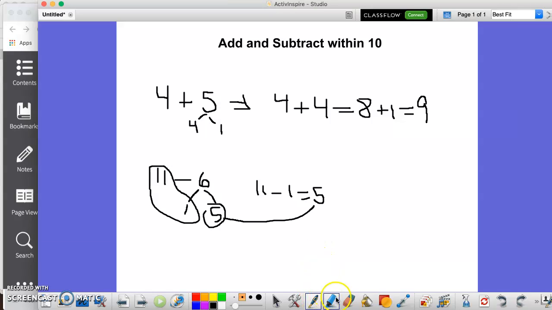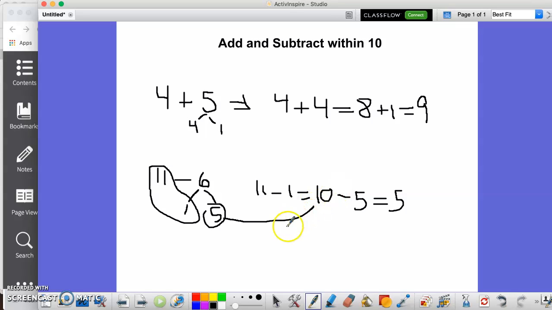11 minus 1 is 10. Your teacher is thinking weird. So, because I wanted to make a 10, I have 11 minus 1 is 10. So then I have to subtract that 5 from 10. Well, I know that 10 minus 5 equals 5 because I know that 5 plus 5 is 10.